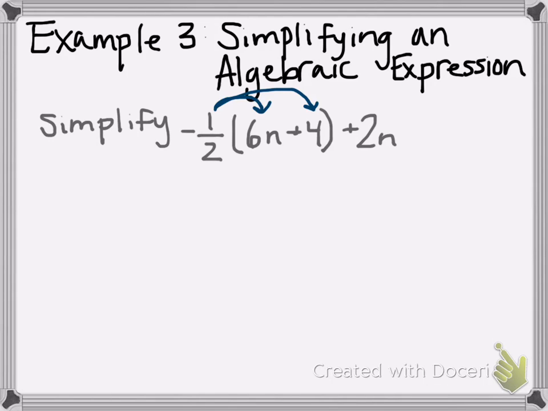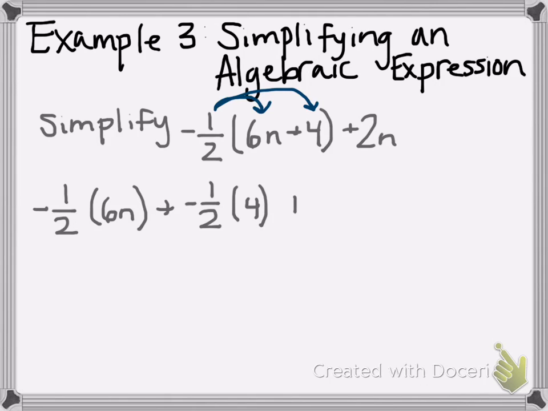Now, let's write that out. So we have a negative 1/2 times 6n, plus, and then we did that again, negative 1/2 times 4, plus, we just carry our 2n, we haven't done anything with it. Does everyone understand what we did there? We just did the distributive property.